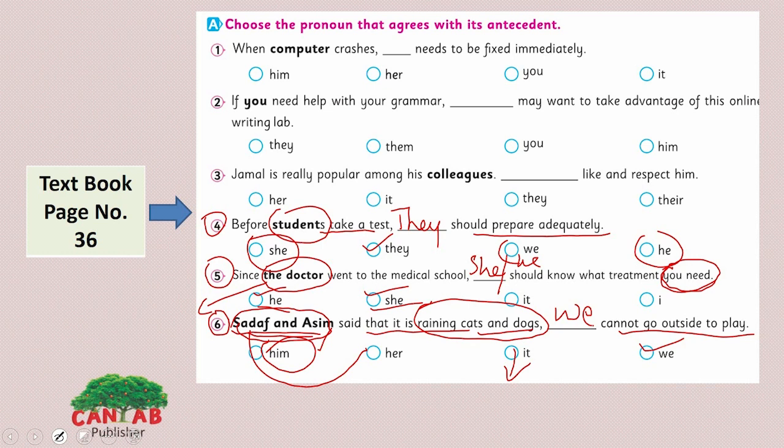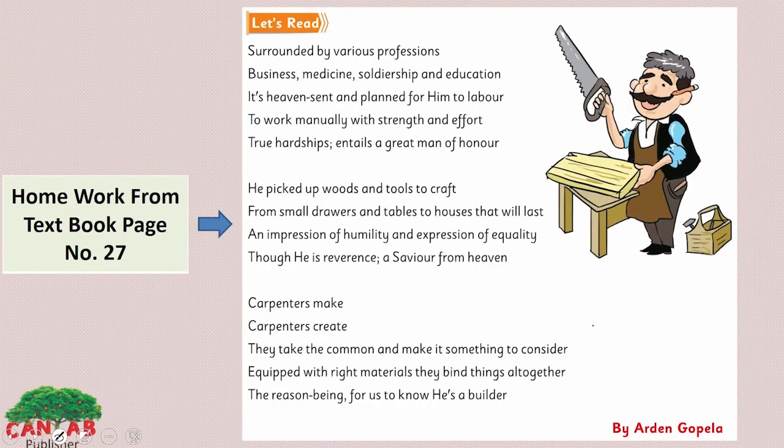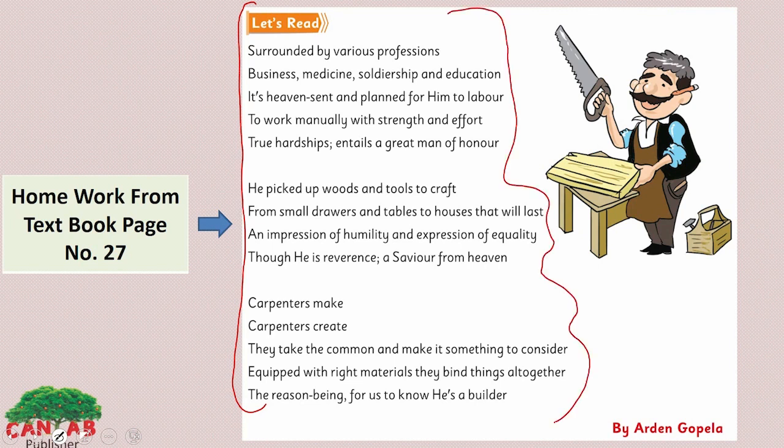I hope you have learned the antecedent pronoun and you can apply this in your home task. This is your homework from the textbook, page number 27. You have to read this poem of unit 3 by Adam Capella. You have to choose all the antecedent pronouns as we just read now. Just give it a read and underline the antecedent pronouns on this page.